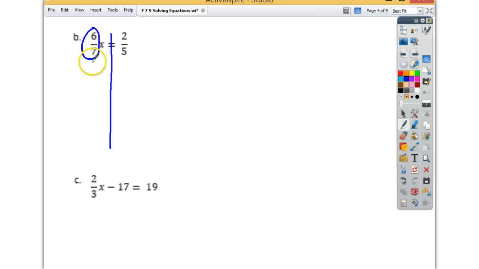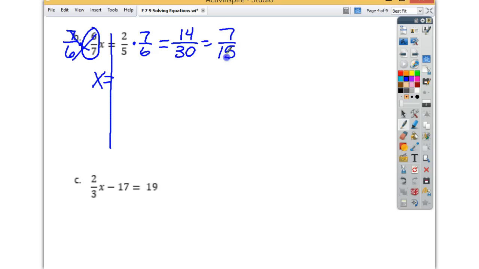So if I take the reciprocal of this, what is it? 7 over 6. So those cancel out, leave me with just my x. X equals, and then take this times 7 over 6. That's easy enough. What is 2 times 7? 14 over 30. Is that simplified? No. What can I divide it by? I'm going to divide the numerator and denominator by 2, and I get 7 over 15. So x equals 7 fifteenths.